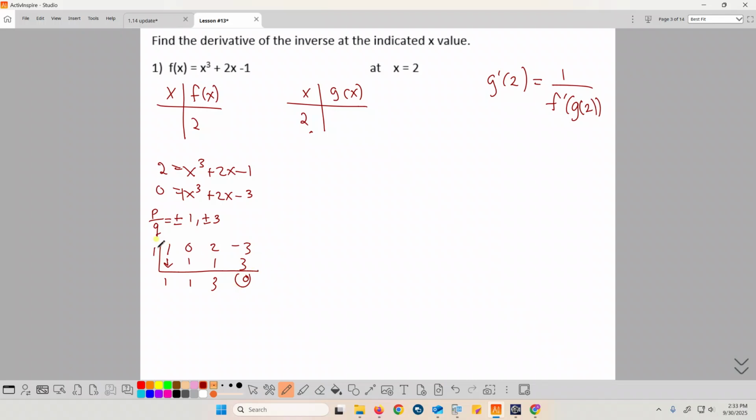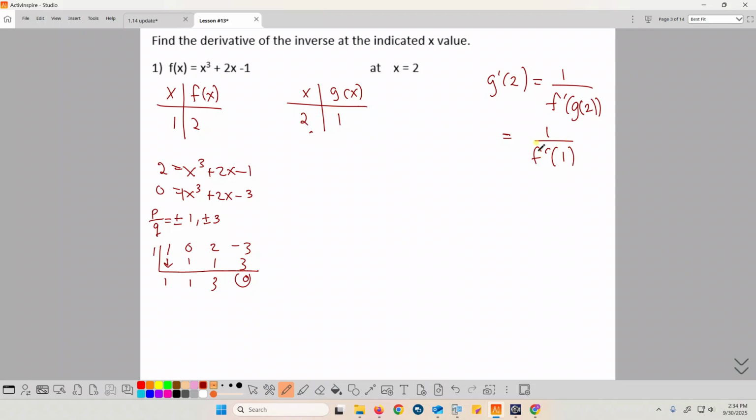And that means that 1 is the number that we want. And so if it's an input here, it's an output over here in the inverse. That means now we know that when we plug in g of 2, we're going to get 1 there. So far, we got our answer to be 1 over f prime of, when we plug in 2 into g of x, we're going to get 1.